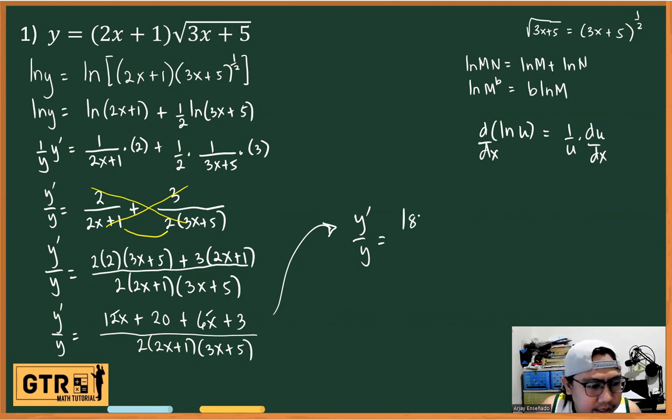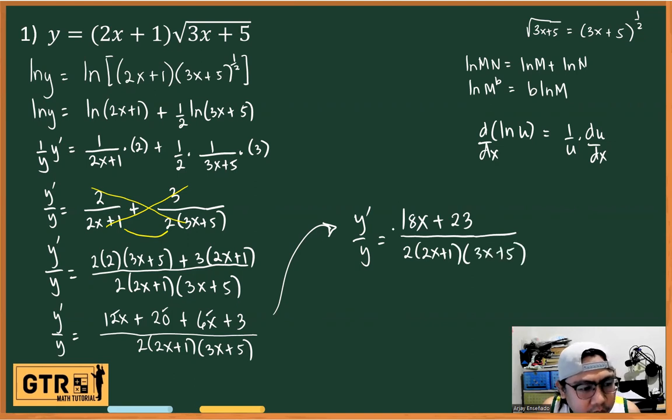So we have 18x and then 20 and 3. So plus 23 over 2 times 2x plus 1 times 3x plus 5. So now solve for y prime: multiply both sides by y to eliminate the y on the left side. So therefore we have y prime is equal to, just multiply both sides by y.